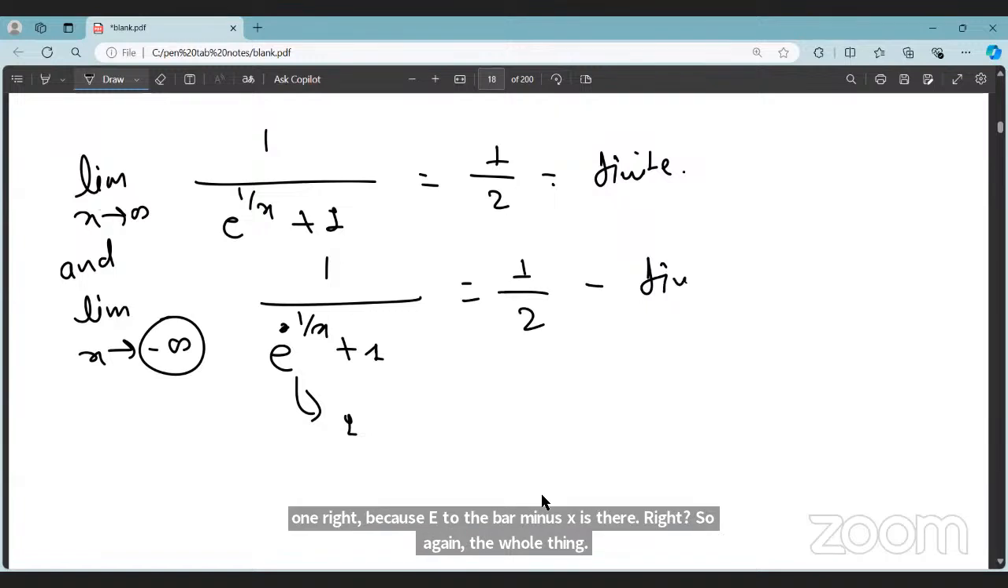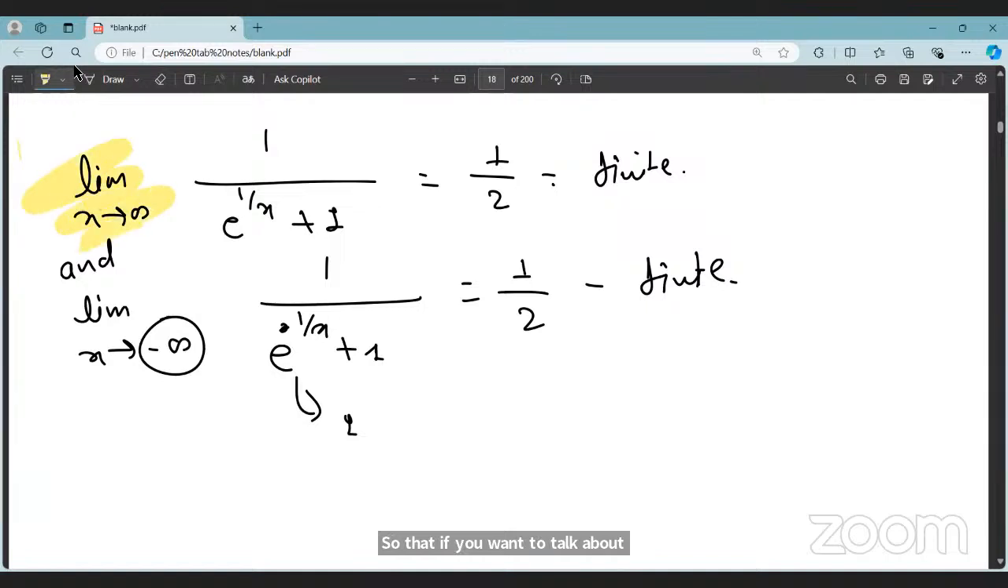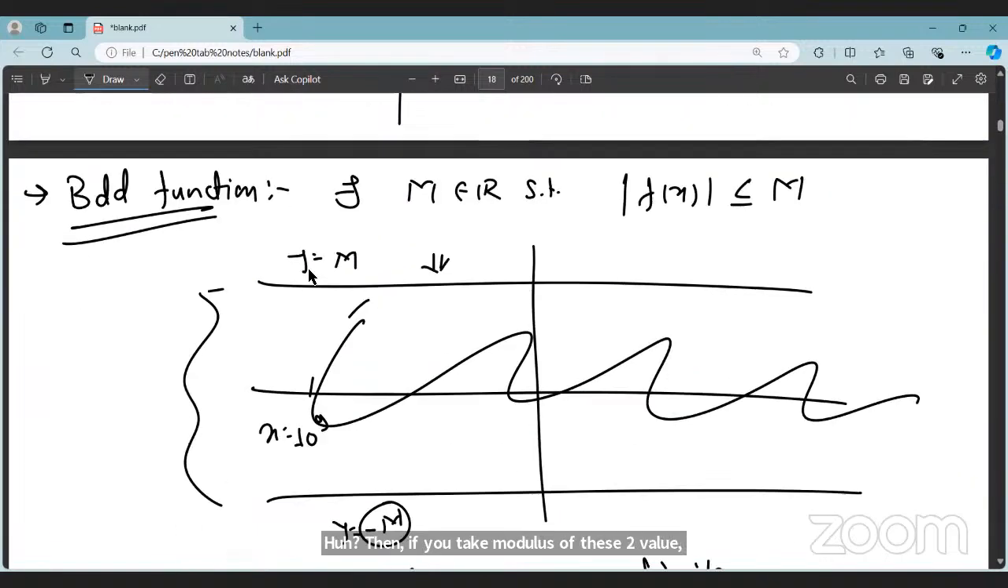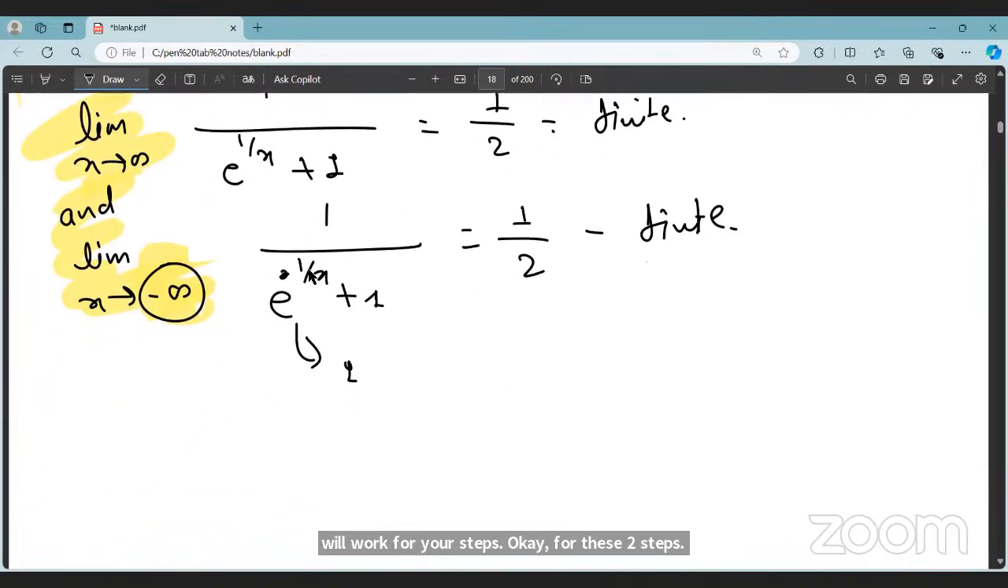That means again finite. So if you want to talk about boundedness, then you have to compute these two limits, not any other: the limit as x goes to infinity and the limit as x goes to minus infinity. That's it. Then take the modulus of these two values, and that will work for these two steps. So that is how we say it is bounded.